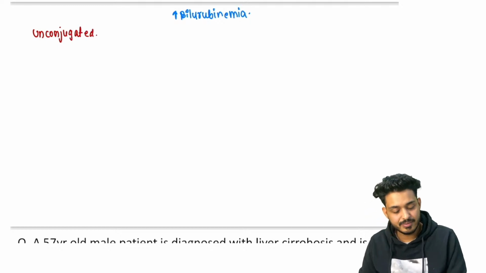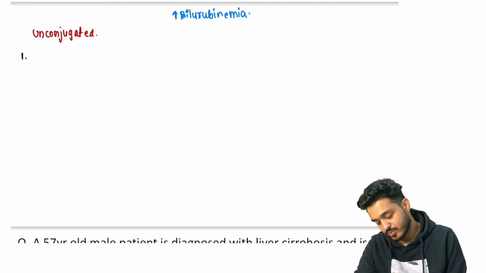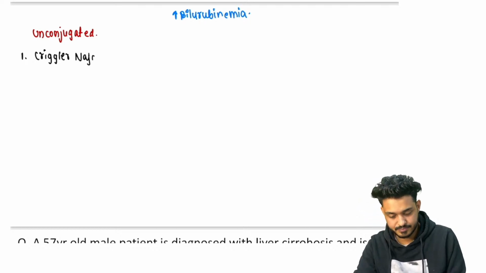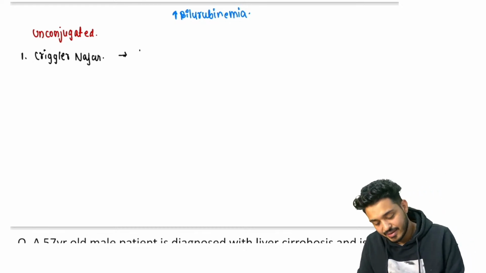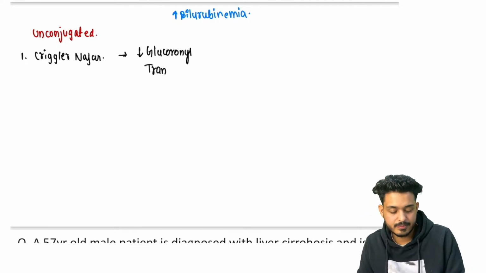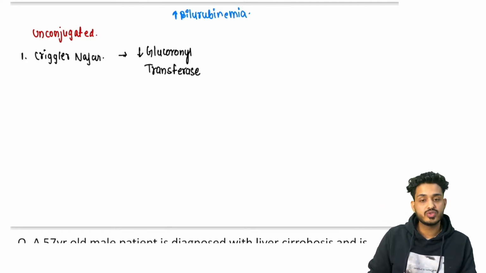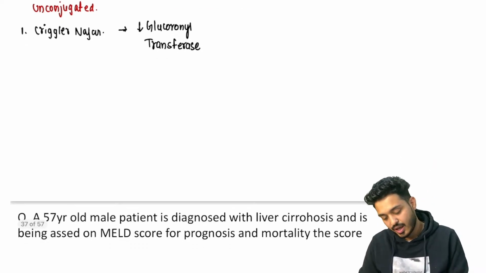Unconjugated bilirubin, you will be having two things. One is going to be your Crigler-Najjar syndrome. What is going to happen? UDP, you will be having decrement in the glucuronil transferase. UDP glucuronil transferase will be decreased, right? If this is not there, then conjugation will not happen. You will be having unconjugated bilirubin.